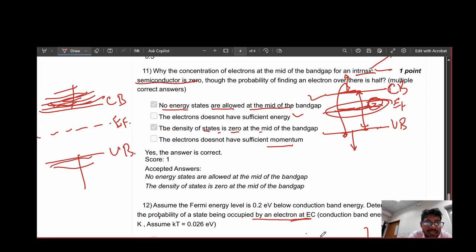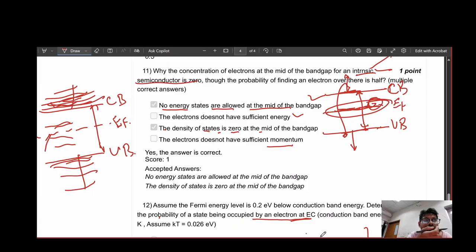And in each state in the valency band there can be an electron. But in this band gap there are no such states where the electrons can be. So if there are no states, no electron can be there.